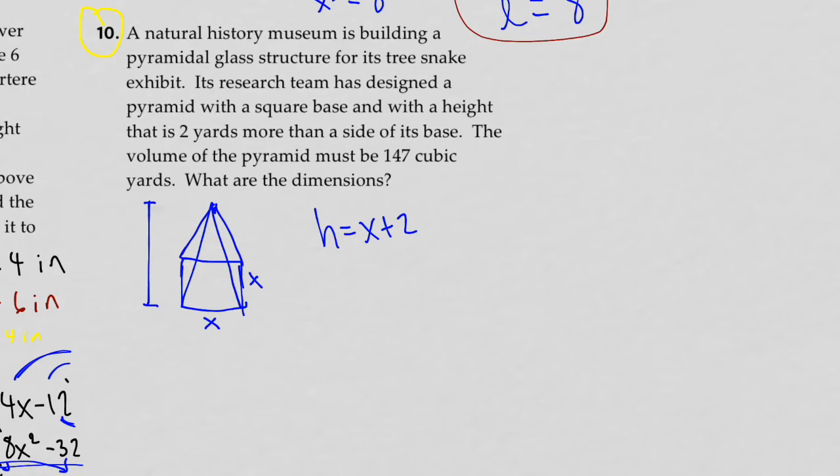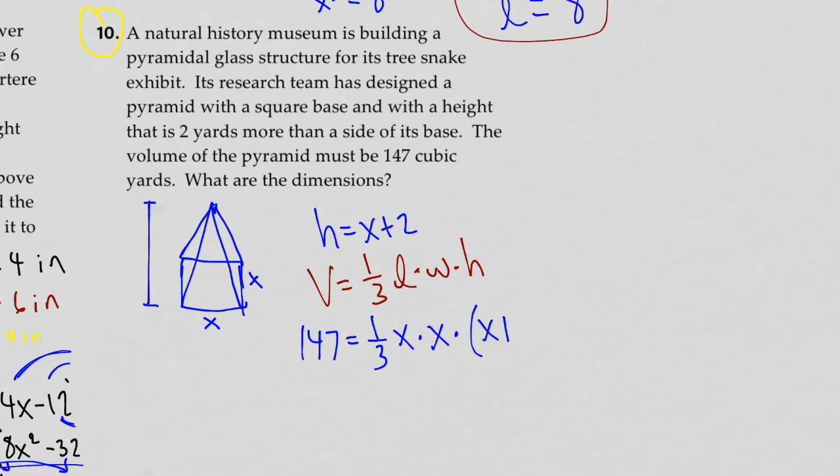What are the dimensions? Alright, first I must give you the formula for the volume of a pyramid, which is 1/3 length times width times height of the pyramid. Now in this case, since the base is a square, the length and the width are the same thing. They're both x. This is the length, this is the width. The height is that one. So let's plug all that in. They also told me that the volume must be 147. So 147 equals 1/3 times the length, which is x, times the width, which is x, times the height, which is x plus 2. And we're going to solve that.